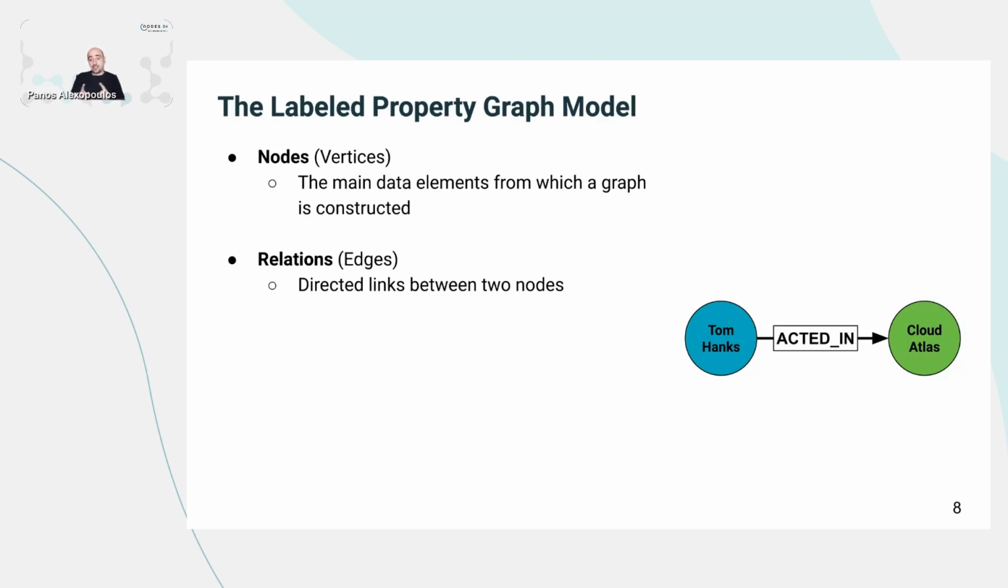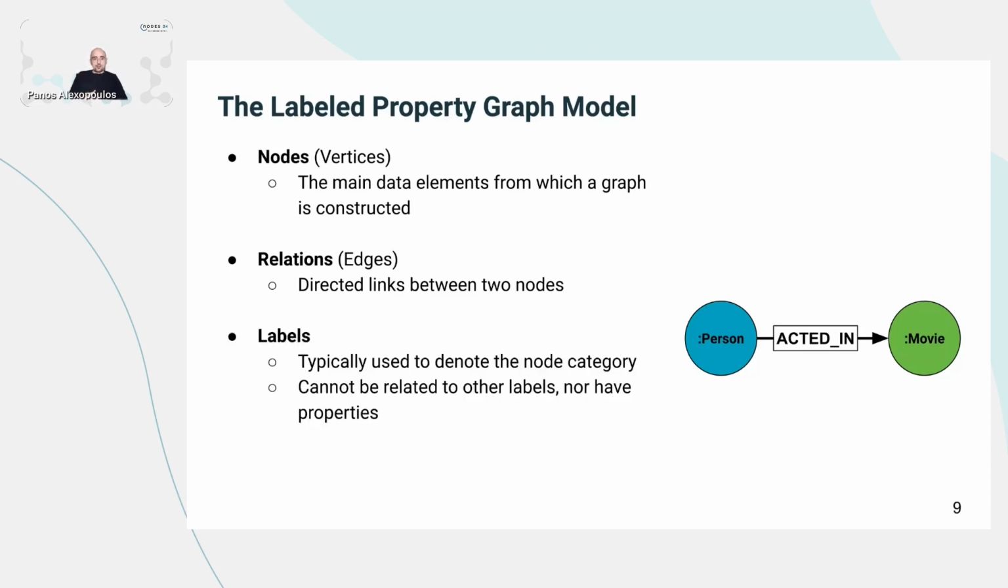These are directed links between two nodes, always between two nodes, so they're always binary relations, and they also have a name. So, for instance, if we want to say that Tom Hanks has acted in Cloud Atlas, then we create the two nodes, Tom Hanks and Cloud Atlas, and we link them through a relation called acted in.